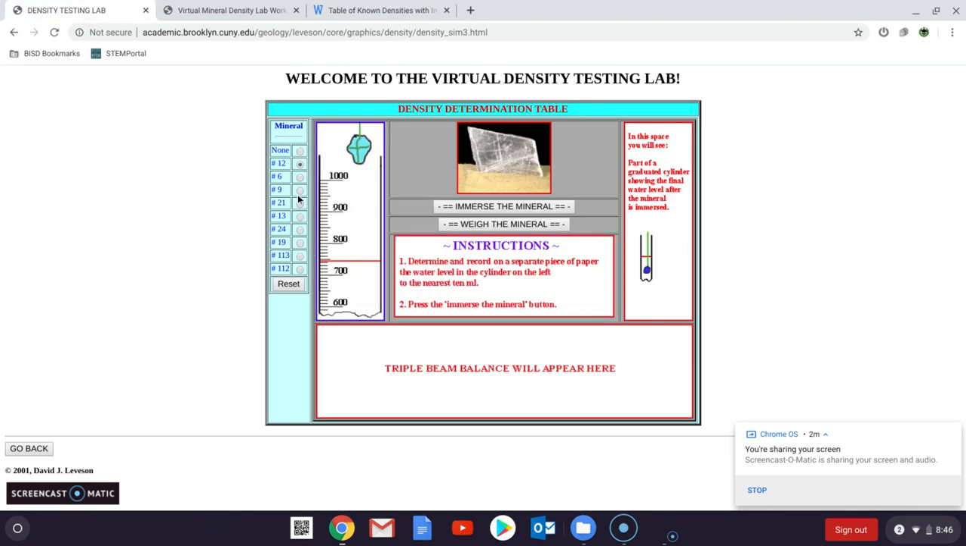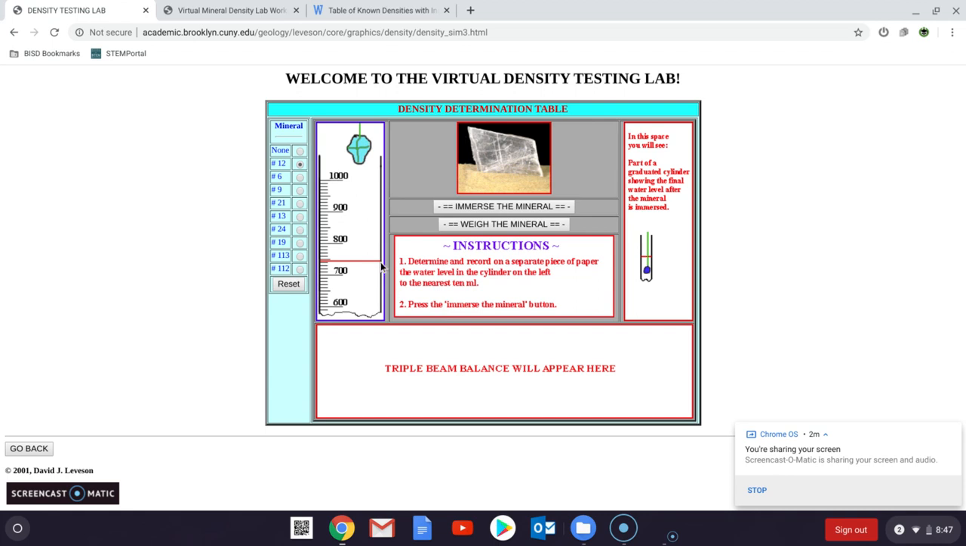So let's dive in. If we look at mineral 12, so I've clicked on mineral 12, and we're going to follow the instructions the whole way through this. It says, determine and record on a separate piece of paper, that's our lab paper that's in front of you, the water level in the cylinder on the left to the nearest 10 milliliters. Now, I'm going to do it kind of to the nearest 5, but to the nearest 10 will work as well.